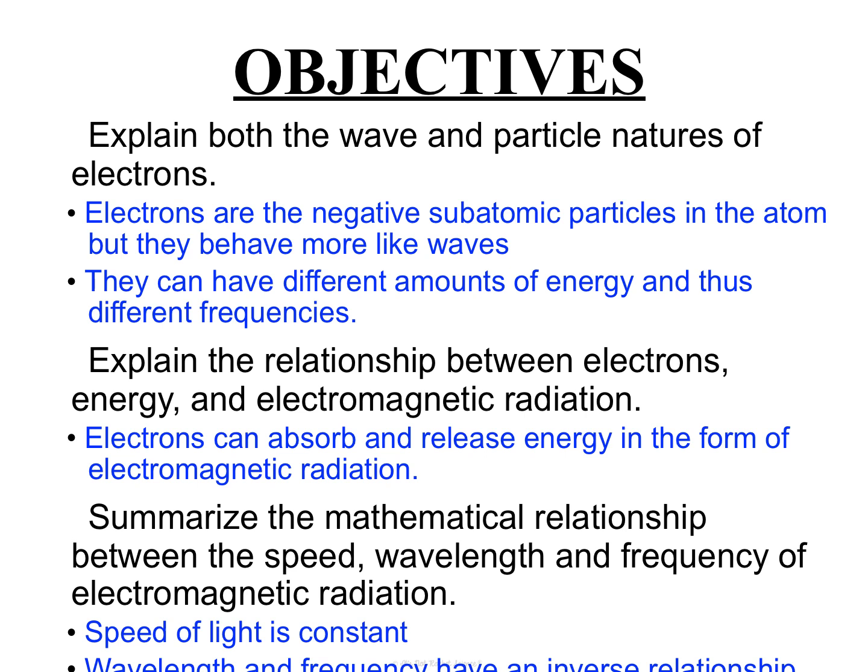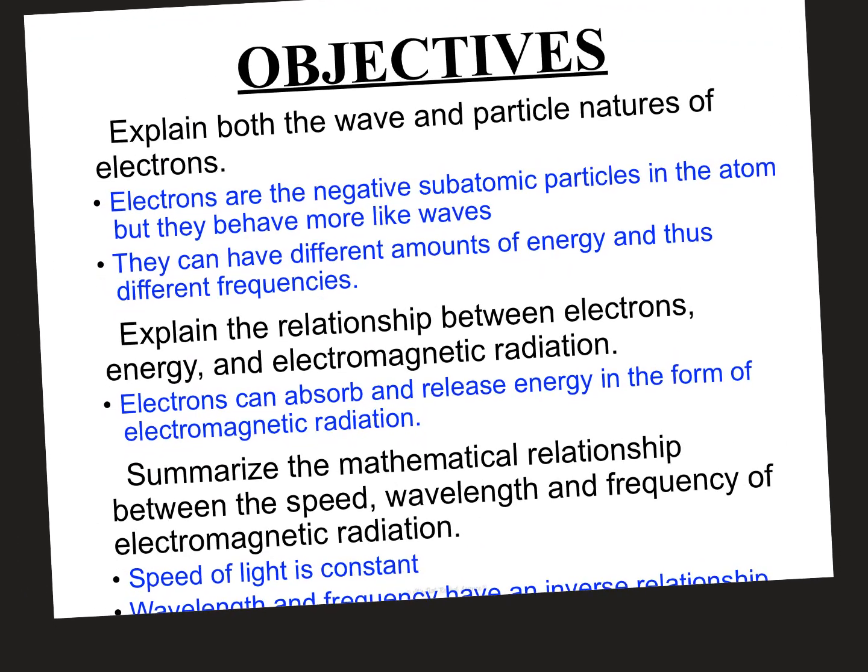Okay, so electrons are negative subatomic particles, but they behave like waves because they have different amounts of energy and can have different frequencies. Electrons absorb and release energy in the form of electromagnetic radiation. Right, again, that's the emission spectrum. It changes colors.